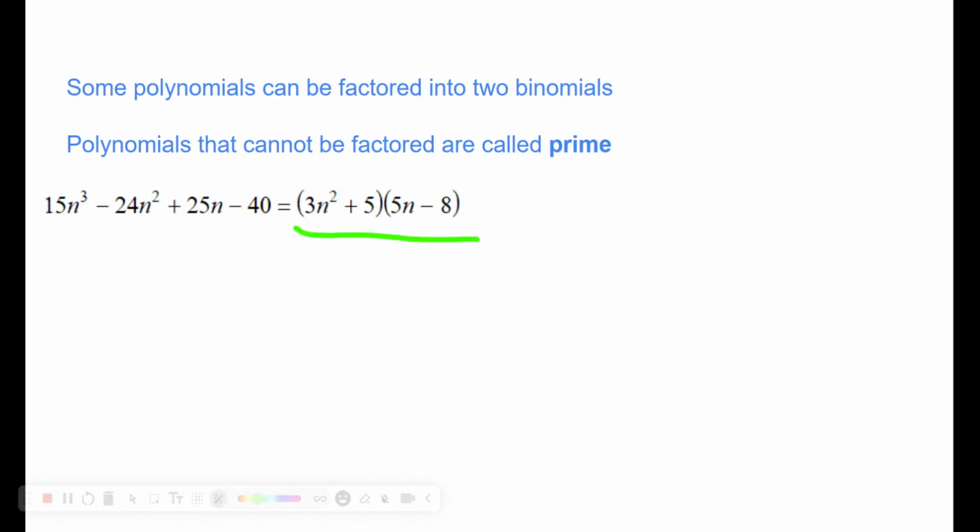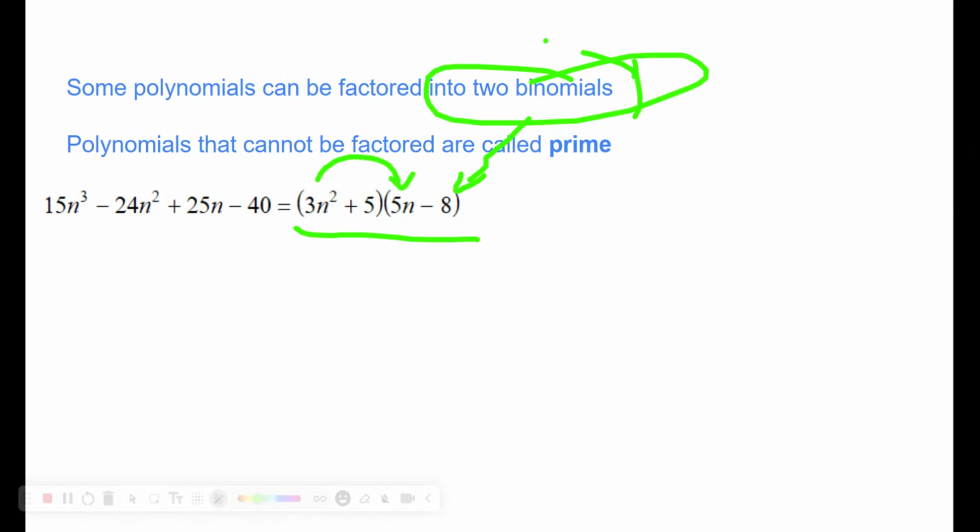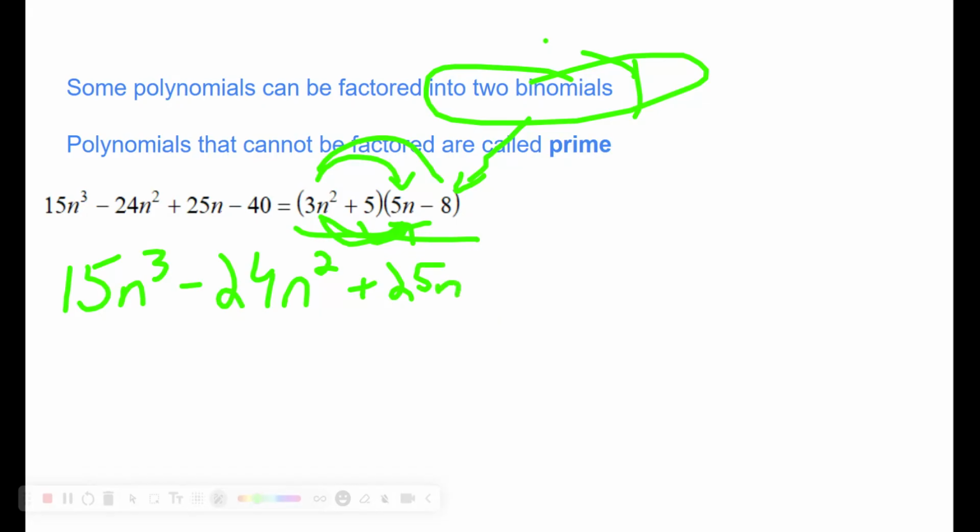Now let's take a look at these. These are two binomials, right there. If we multiply 3n squared times 5n, that's 15n cubed, and 3 times negative 8 is minus 24n squared. On the bottom, 5 times 5 is 25n, and 5 times negative 8 is minus 40. Look at that, we don't have to combine any like terms. Those are all separate right here.